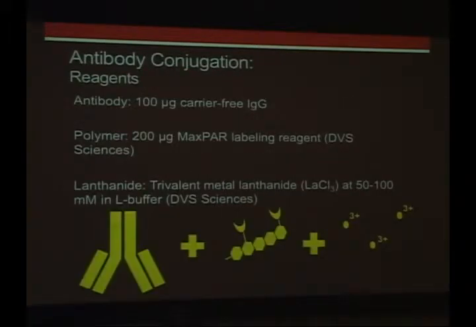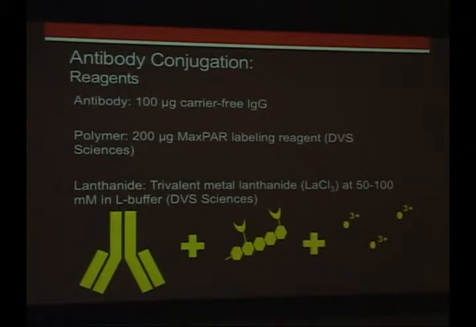So what do you need to start labeling antibodies for the CyTOF? Well, first, your antibody. You need 100 micrograms of carrier-free IgG. And it is fairly important that it's carrier-free, especially BSA-free. That's to ensure that the only sulfhydryl groups available for binding of the polymer are present on your antibody and not in your carrier protein.